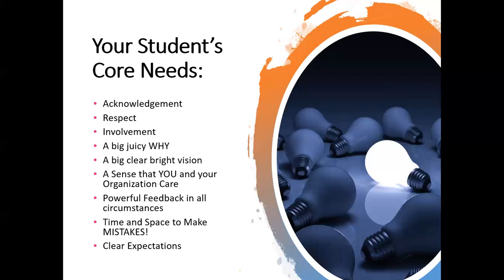Okay, so if you're taking notes, definitely write down involvement. In order to create it, give choice and options. Next one, we've got a big juicy why, and we'll talk about that later on. Big, clear, bright vision, really important, because if they've got a big, bright vision, then they can see beyond the learning environment, and they will want to come back because they're brought into not just having the piece of paper, but what the piece of paper will give them.